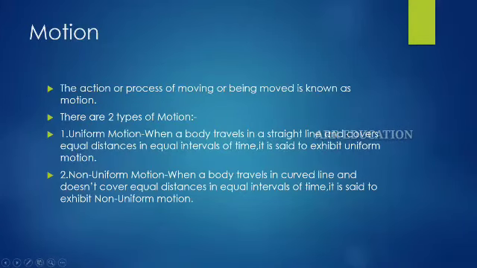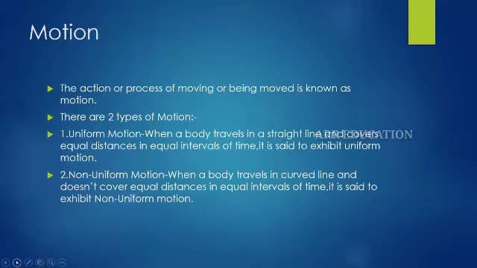So why don't we jump on to motion now? The action or process of moving or being moved is known as motion, as you all know. There are two types of motion. Uniform motion. When a body travels in a straight line and covers equal distances in equal intervals of time, it is said to exhibit uniform motion. So that means when an object maintains same speed always, it is known as uniform motion. Not even an increase or decrease in speed, but the same speed always. That is known as uniform motion.